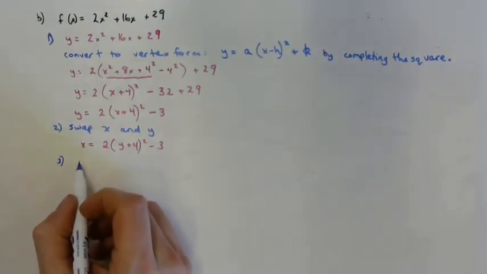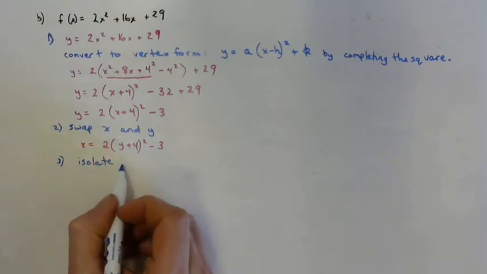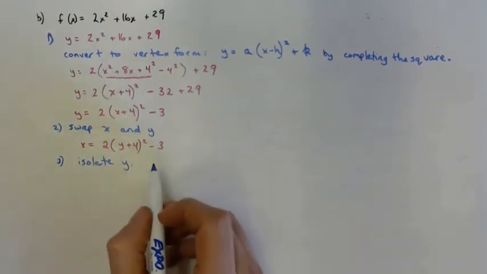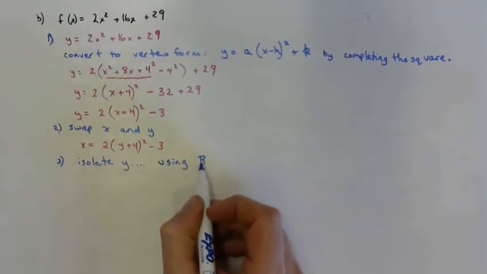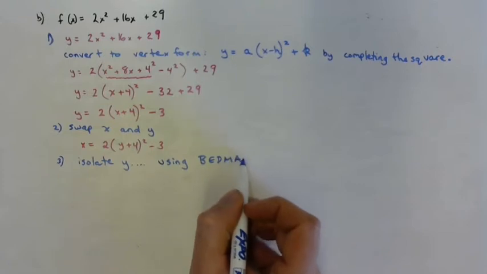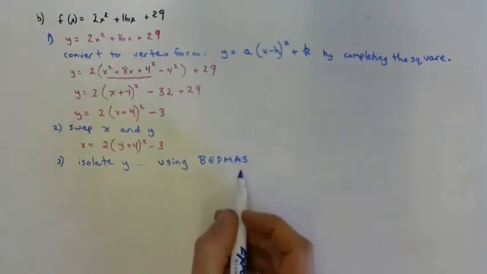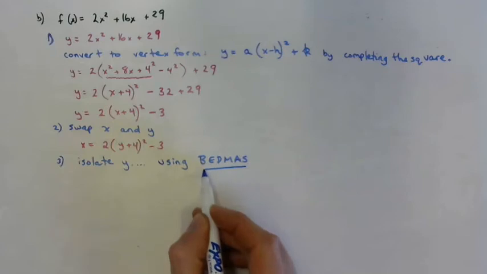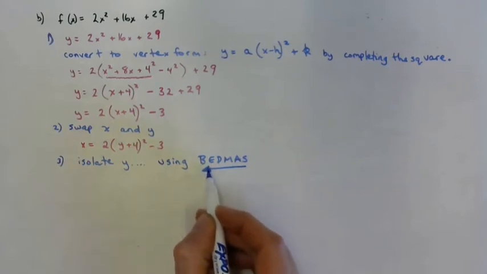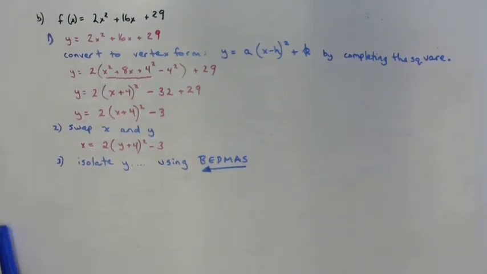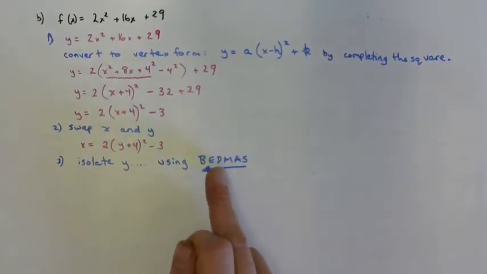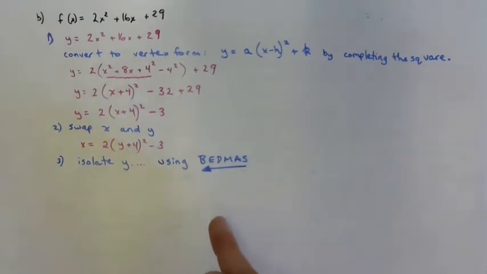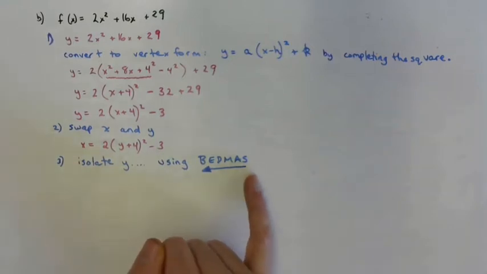Step 3, isolate y. And put a little note here for you: using BEDMAS in reverse. When you're solving something, you're using BEDMAS forward, you're thinking about brackets, then exponents, then multiplication, division, then addition, subtraction. When you're finding the inverse, or you're isolating a variable, you're using this in reverse.